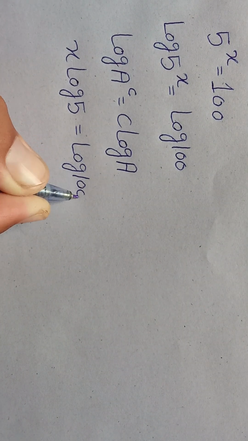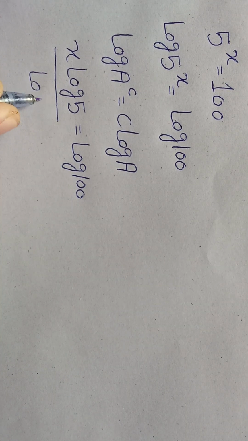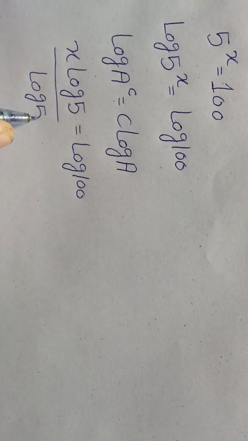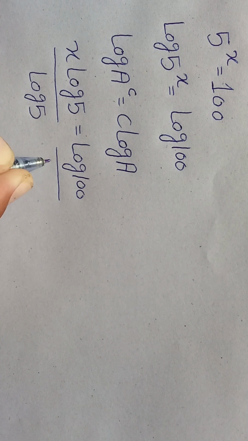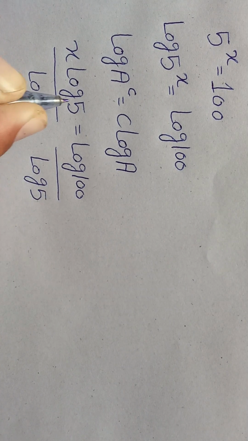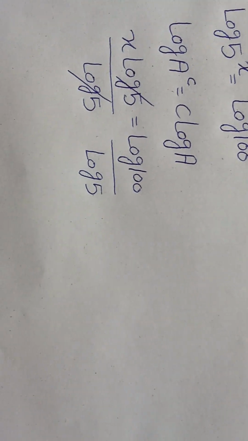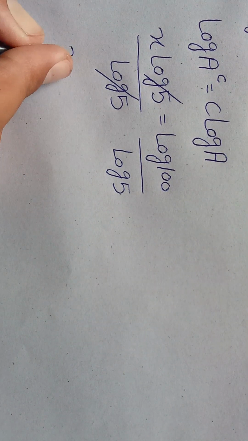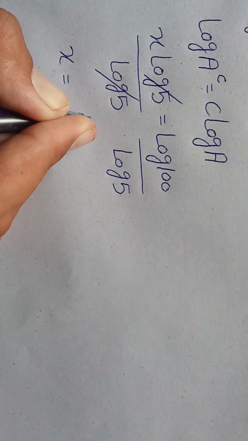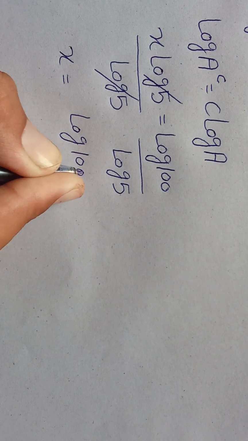Now dear student, I divide both sides by log 5. This log 5 can cancel with this log 5 and the value of x is equal to log 100 divided by log 5.